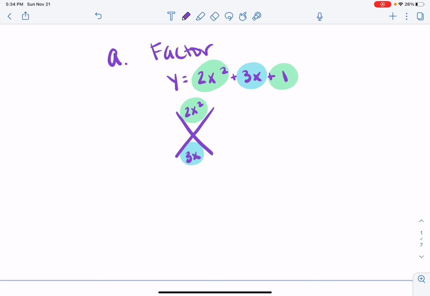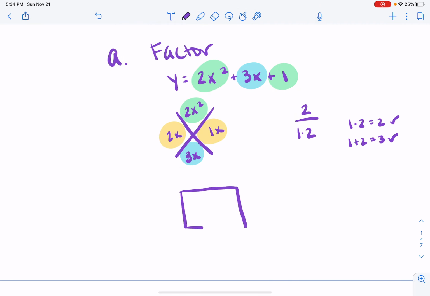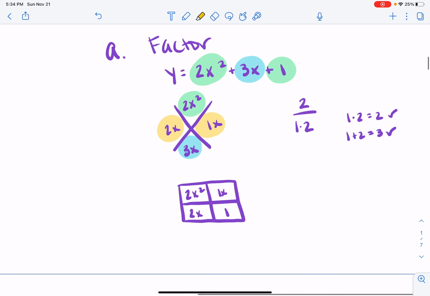Okay. So what we want to think about is what multiplies to be 2, but adds to be 3. 1 times 2 is 2, and 1 plus 2 is 3. So that works out, so I'm going to put a 2x and a 1x here. Okay. Now we can make our box, and you don't forget about the diamond, but now I'm going to put my a, the 2x squared, here, and then I'm going to take my c and put that here. And then it doesn't really matter where you put the other two, but they need to be in one of these boxes here.